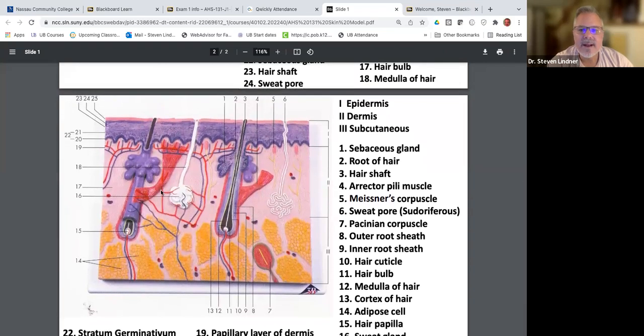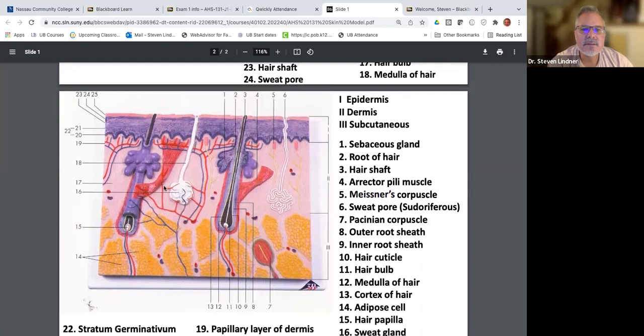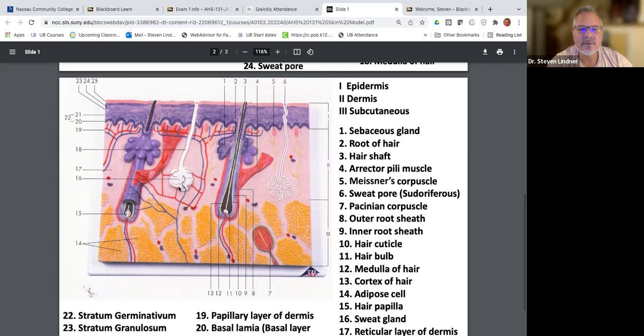Okay, then let's look at number 1 right here, pointing to that purple gland. It's just a cross section. That's your sebaceous gland, which is your oil gland. Number 4, that muscle right there, is the erector pili muscle. Let's look at number 16 right here. That is your sudoriferous gland, which is your sweat gland.